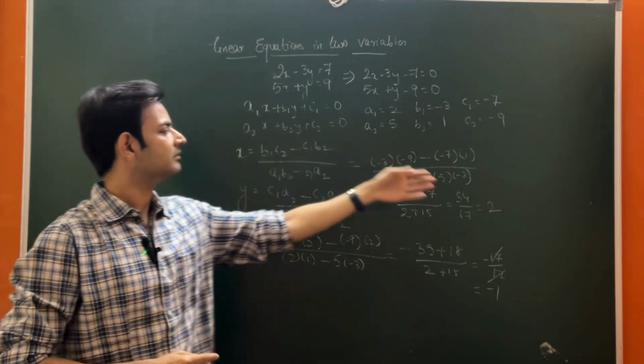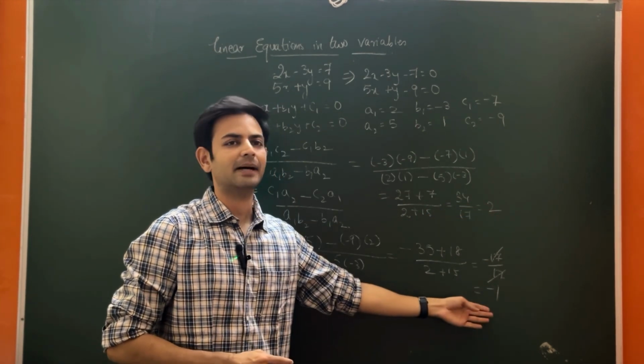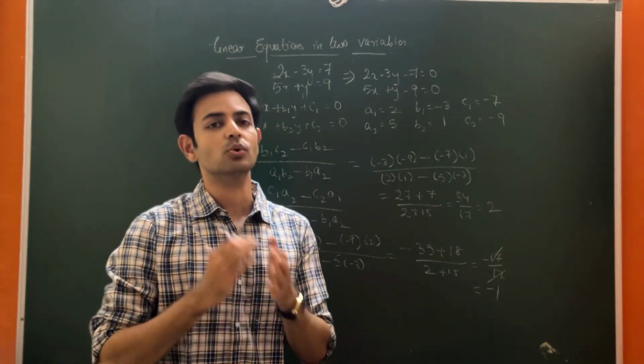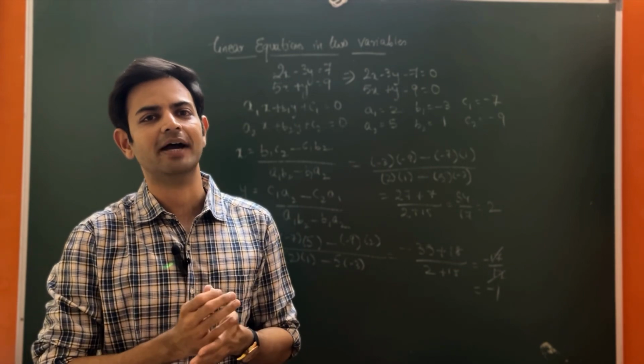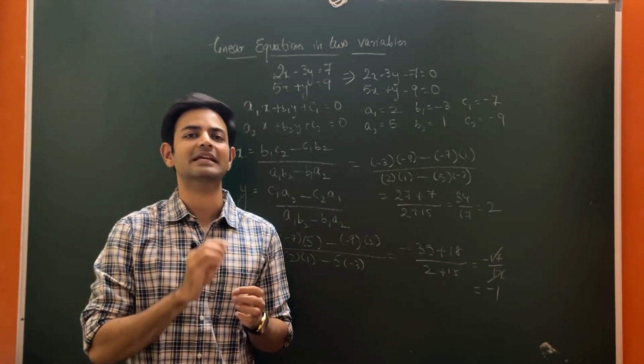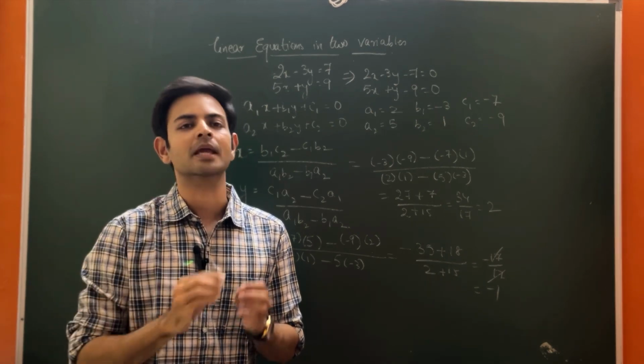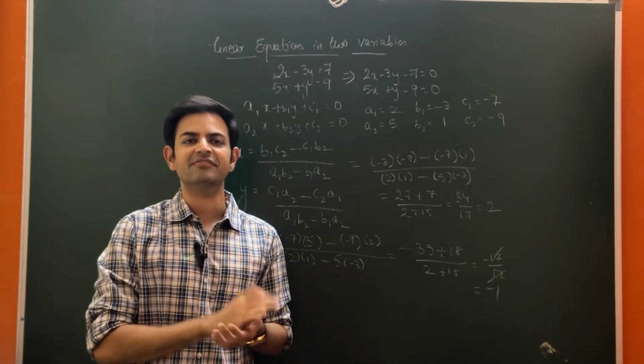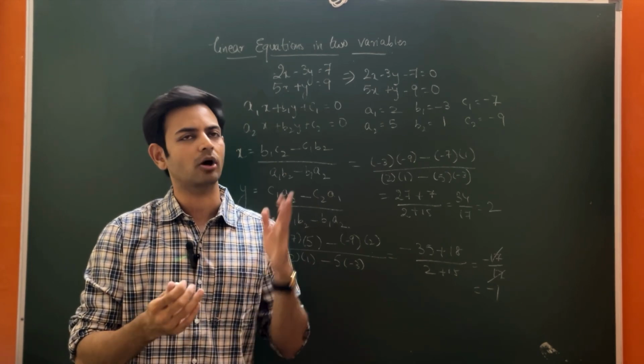So this is how we got the value of x as 2 and y as minus 1 in all the methods. So if in exam it is not specified, you can use any of the methods. But if it is specified, you have to go for the respective method only. So from your textbook and the reference book, you can solve more questions from this chapter.